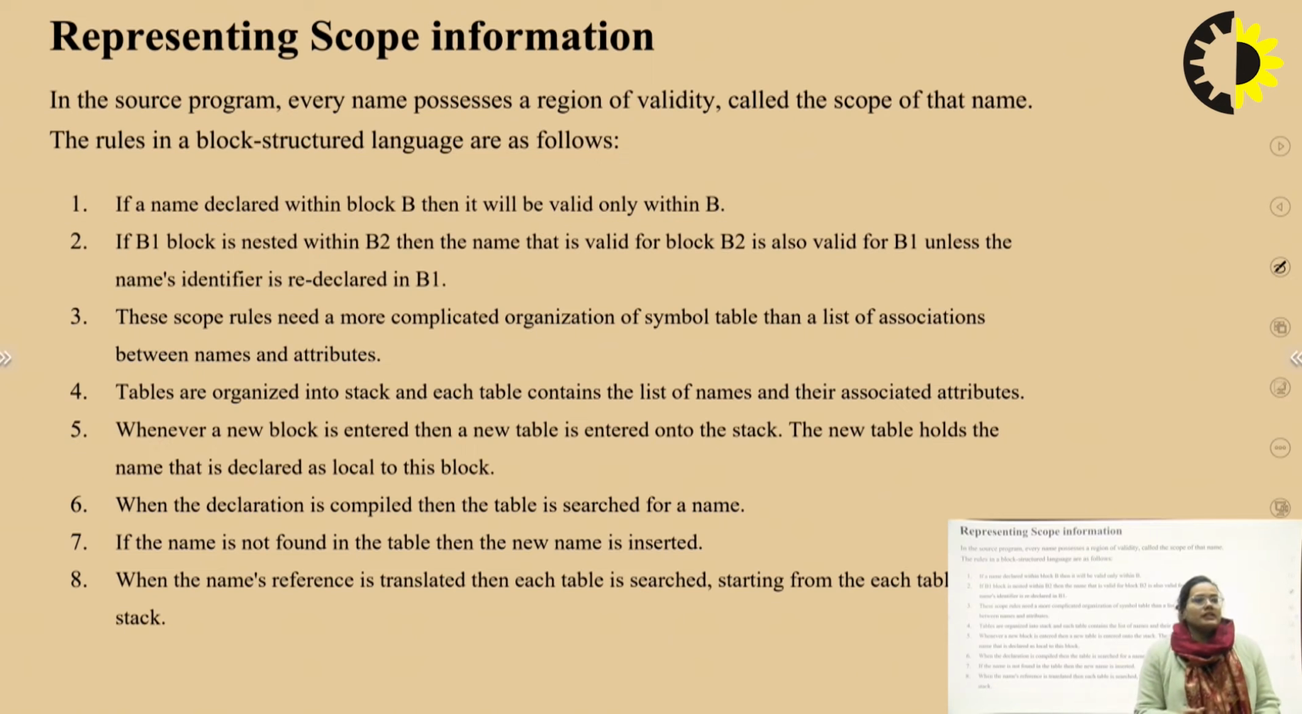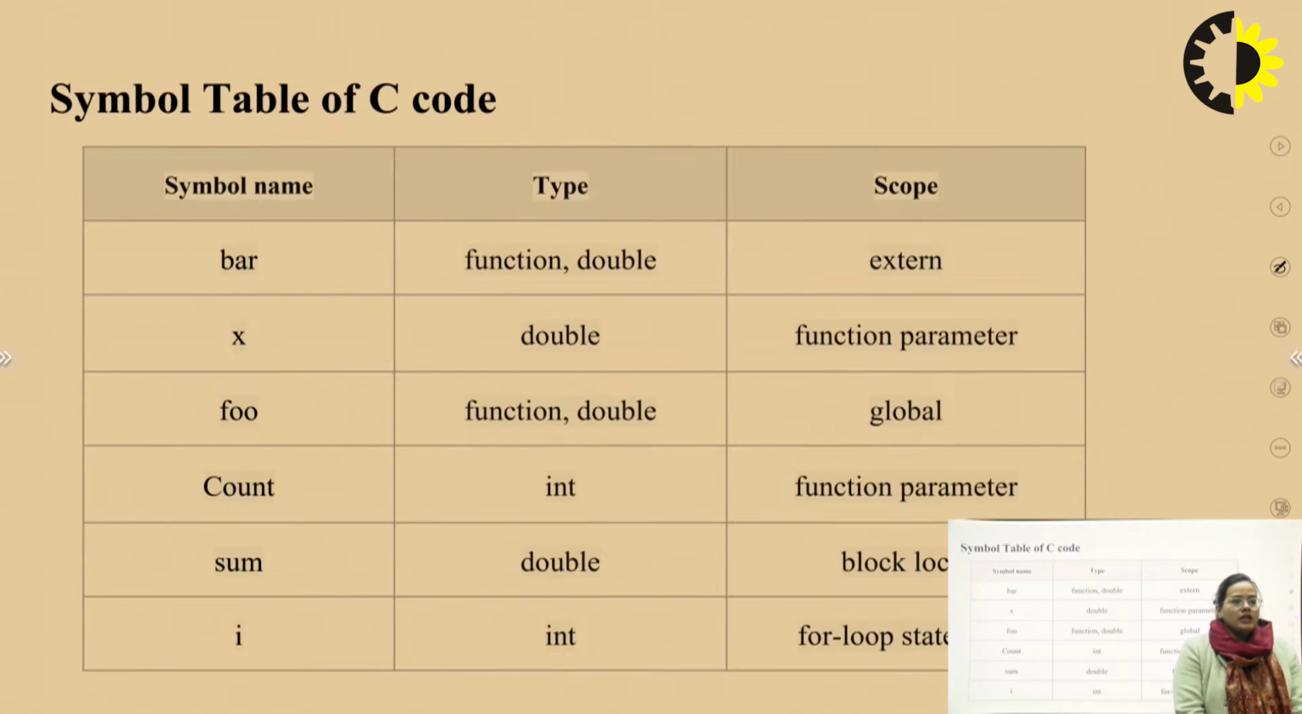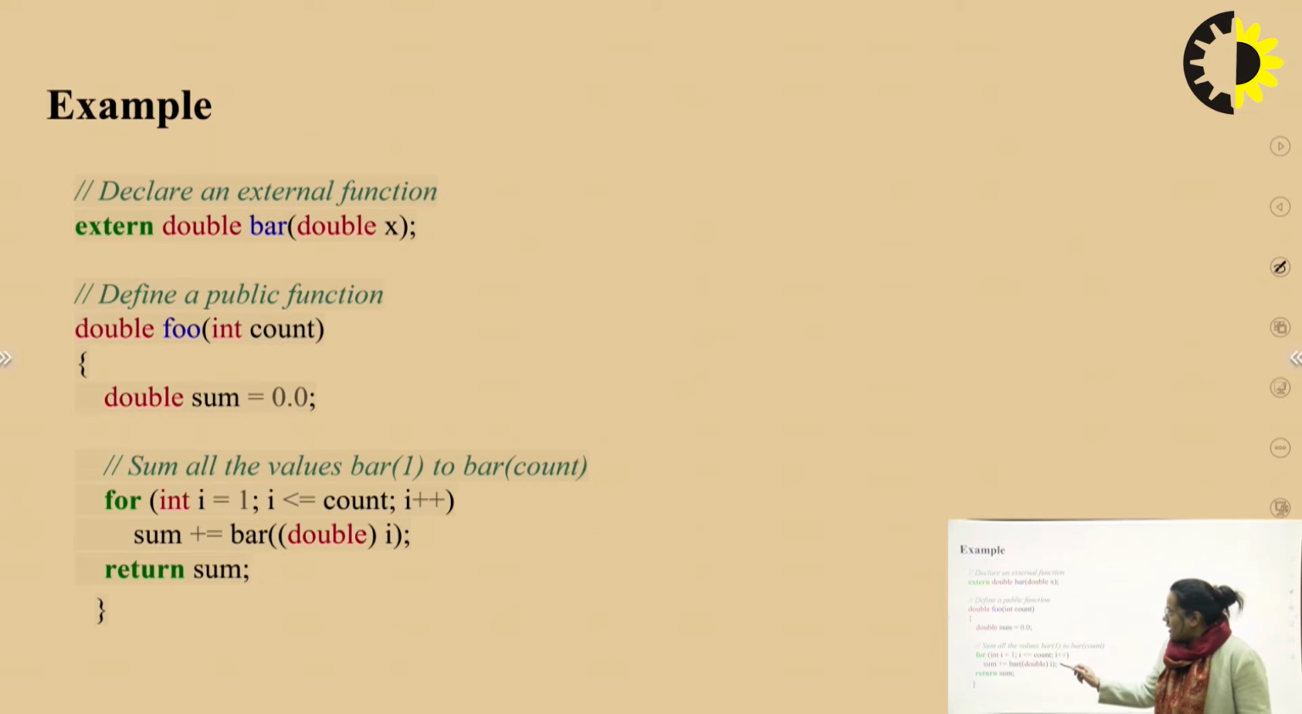Okay. Now, representing scope information. In the source program, every name possesses a region of validity called the scope of that name. The rules in a block structure language are as follows. If a name is declared within a block B, then it is valid only within B. Suppose in this example we have declared sum in this function, then the sum variable is valid only in this function. We cannot use the sum variable outside this function.